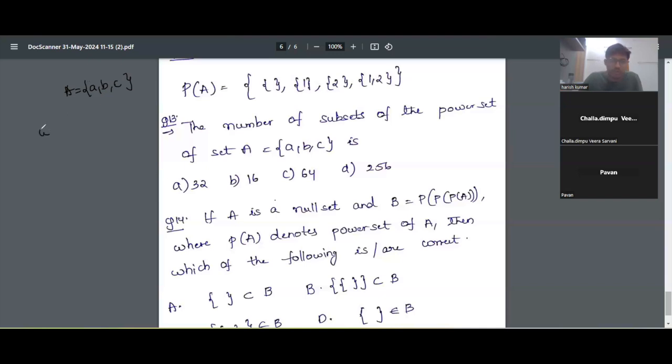So our aim is to find the number of elements in the power set. Now how do I find the number of elements in the power set of A? I know that the number of elements in the set A is 3. So therefore, the number of elements in the power set of A will be 2 raised to the power 3.